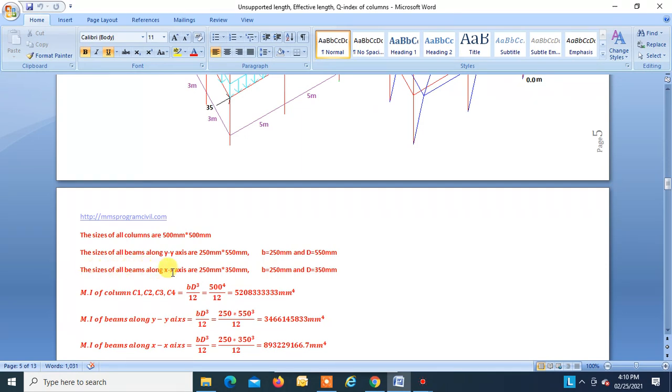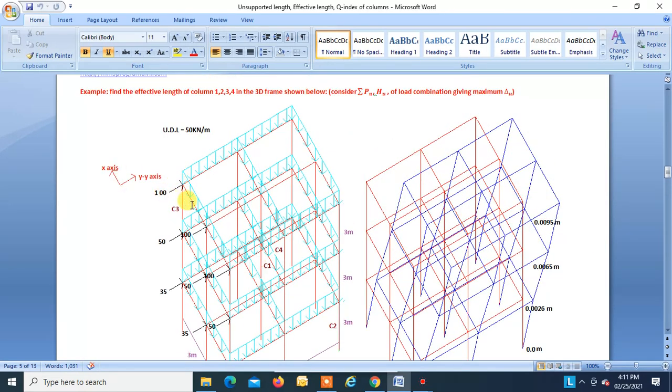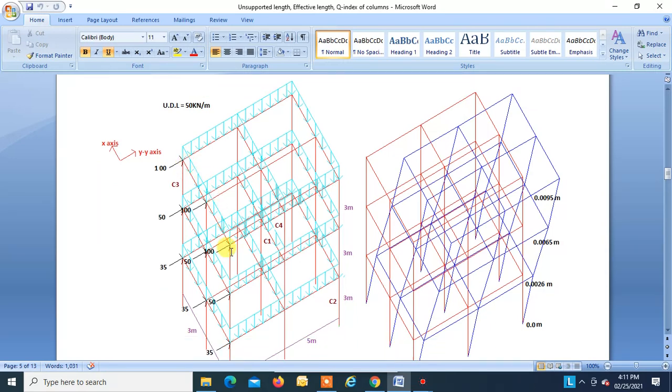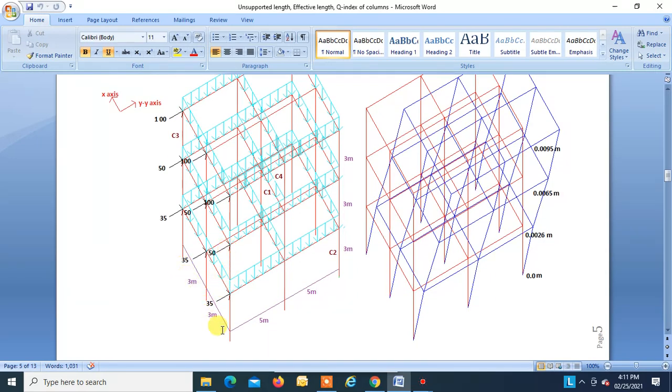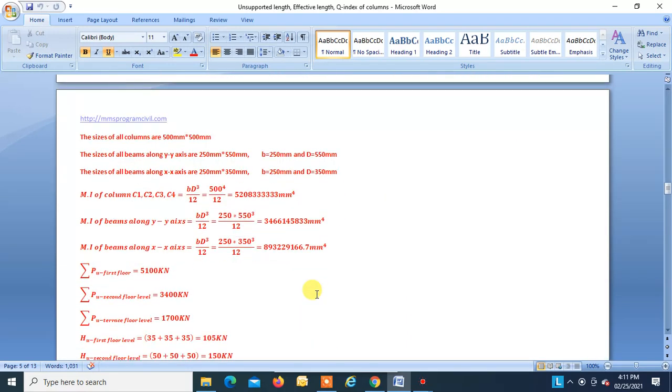Size of all beams along x axis are 250 by 350. This is x. So all the beams in this direction on all the floors are of size width 250 mm and depth 350 mm, and the length of beam is 3 meters. Fine. So find the moment of inertia of columns C1, C2, C3, C4. Simple. So this is it. Moment of inertia of beams along y axis, so this is it. And moment of inertia for beams along x axis is found to be this much.